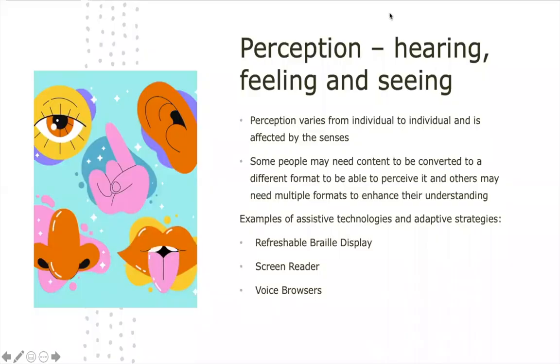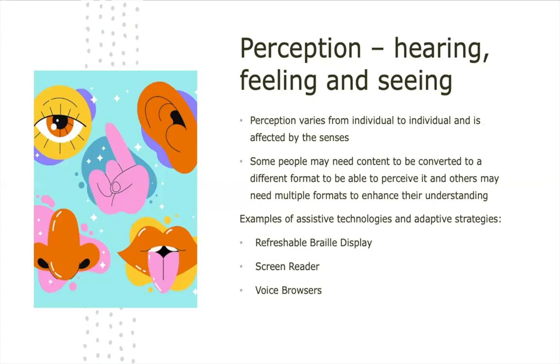Perception, or the way in which people see the world, is affected by various senses and can be dependent on the individual. Some examples of perception include hearing, feeling, and seeing. Some people may not be able to perceive using one sense, so need the content to be converted from one form to another. For example, someone who is deaf and blind may require tactile content, such as Braille, to perceive. On the other hand, some individuals may need to perceive the content through multiple senses, such as both auditory and visual materials, to understand it better.